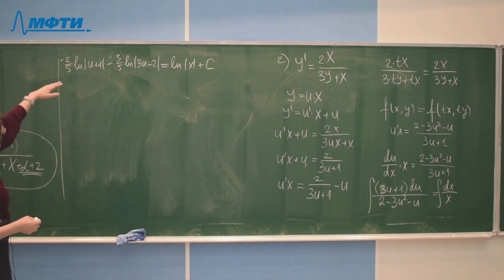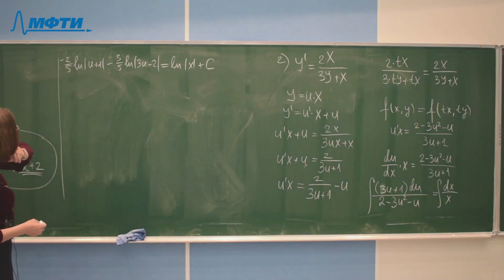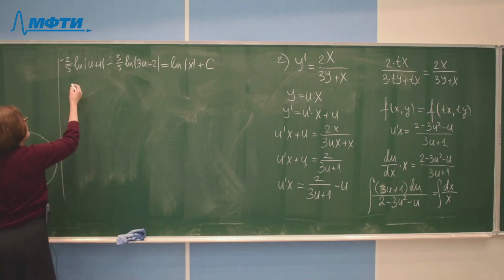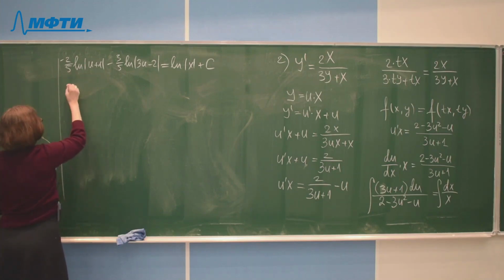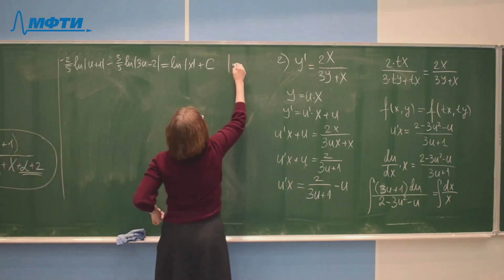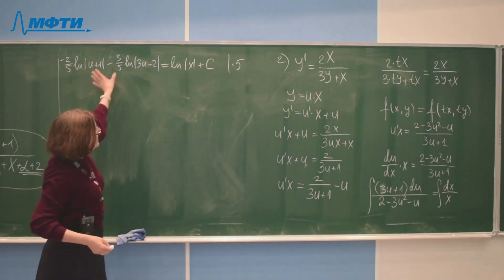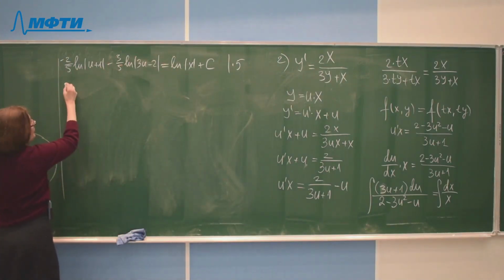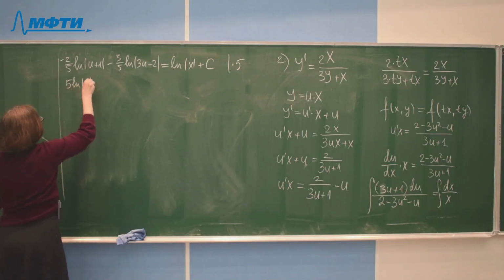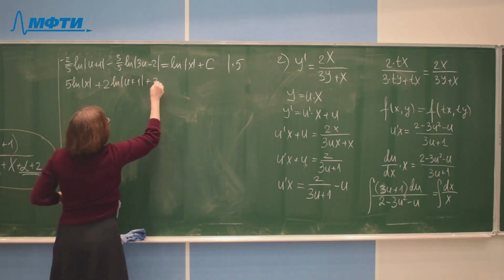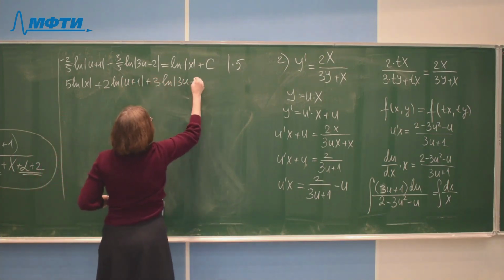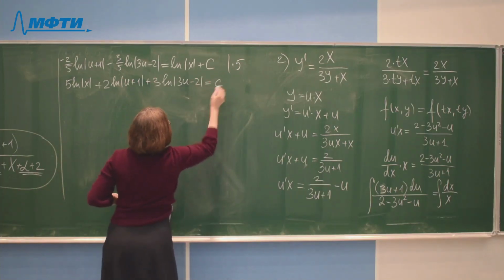After this, we can collect these logarithms, right? Let's collect them. So we can represent this as multiply by 5 and move all these terms to the right. We will get the following: 5 ln x plus 2 ln (u plus 1) plus 3 ln (3u minus 2) equals an arbitrary constant c.